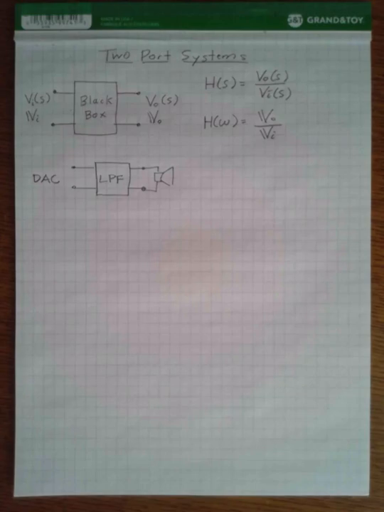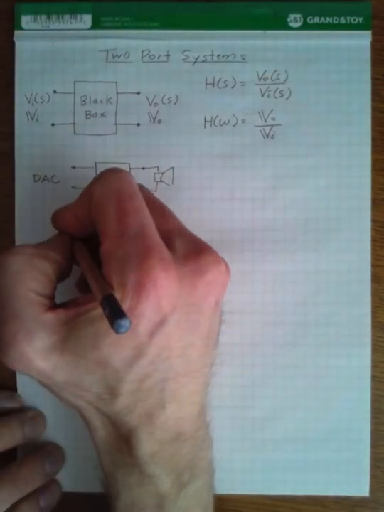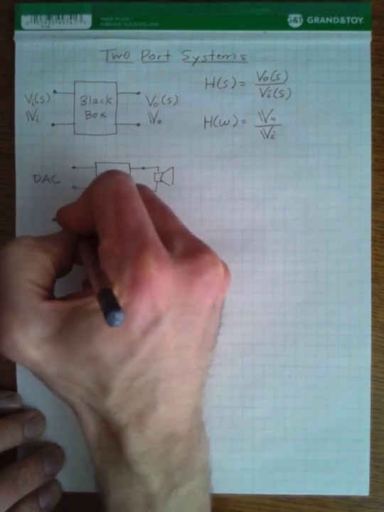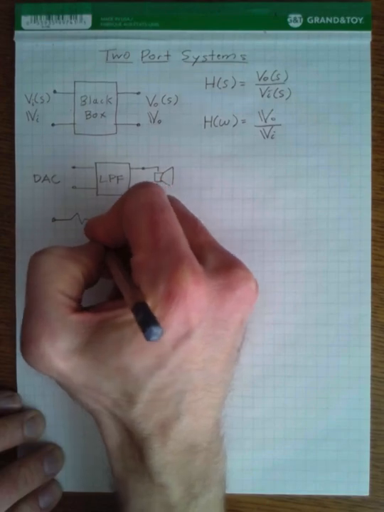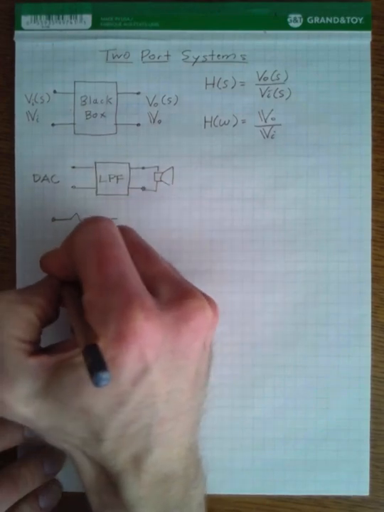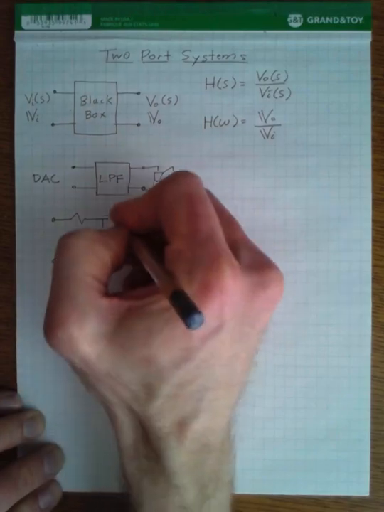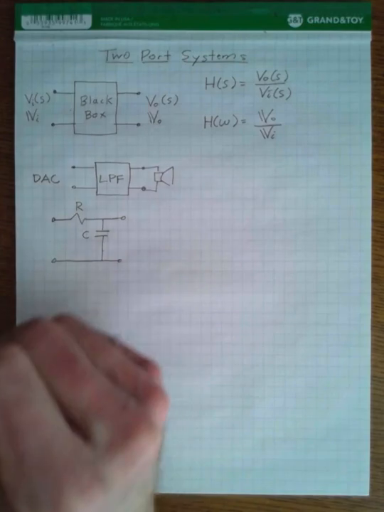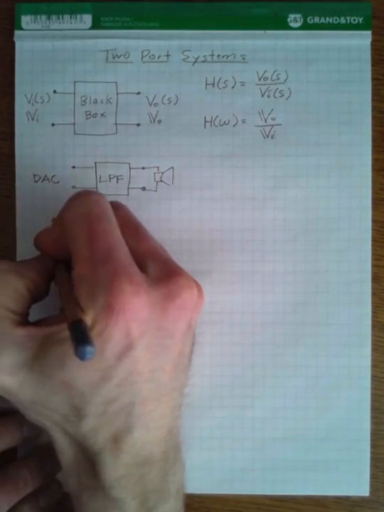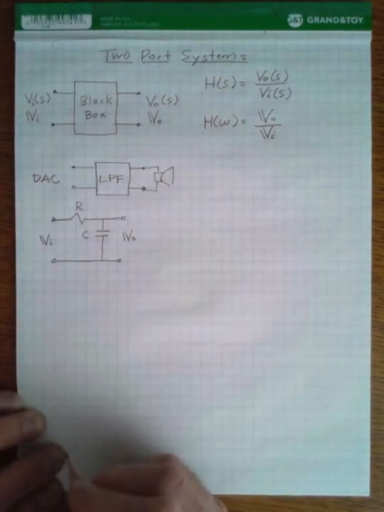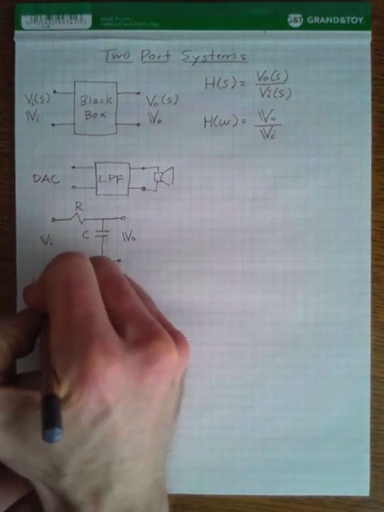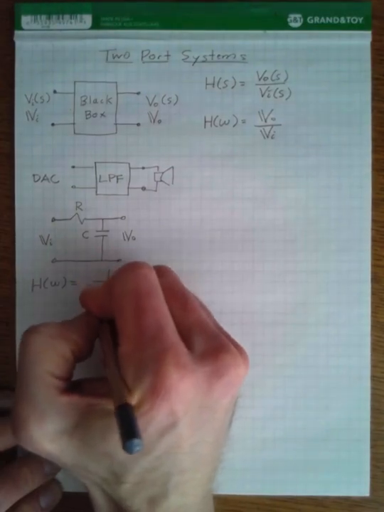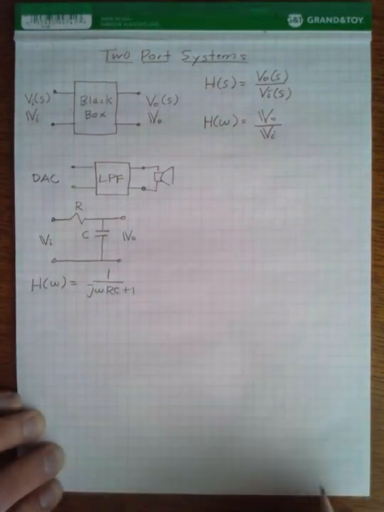So for example, if we just look at our low-pass filter in the frequency domain, we can draw something like this. We have our resistor and our capacitor, and our input voltage and our output voltage. And we know by now, and this is very familiar, our transfer function is 1 over j omega RC plus 1. So we've seen that a lot.